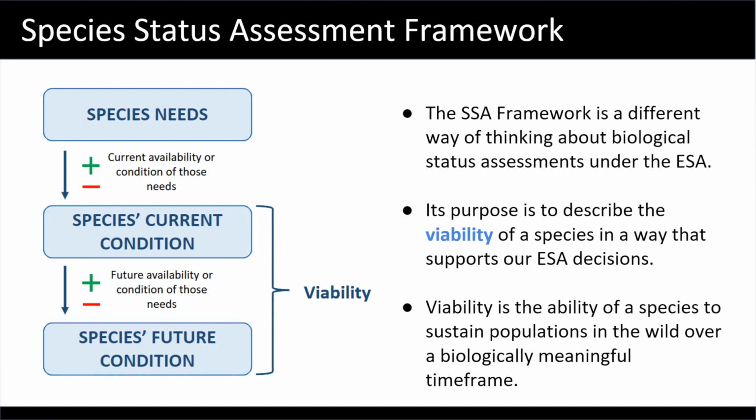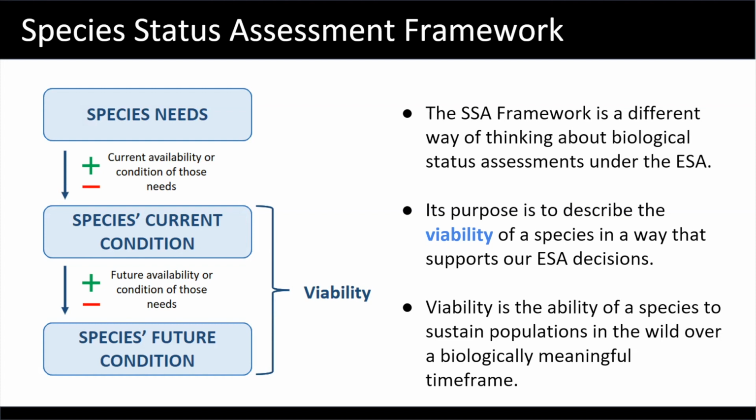So viability is the ability of the species to maintain multiple, redundancy, sustaining populations, resiliency, across the species' ecological settings, representation, in order to withstand catastrophes, redundancy, environmental stochasticity, and changes in environmental conditions.